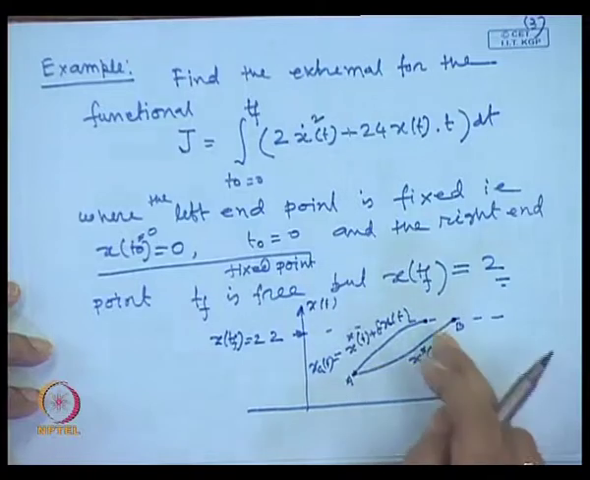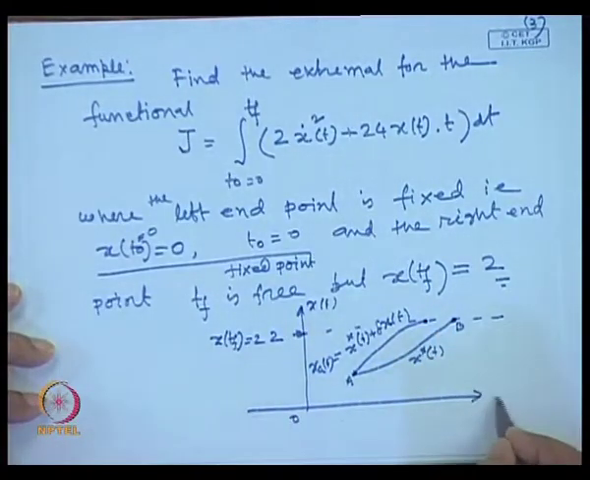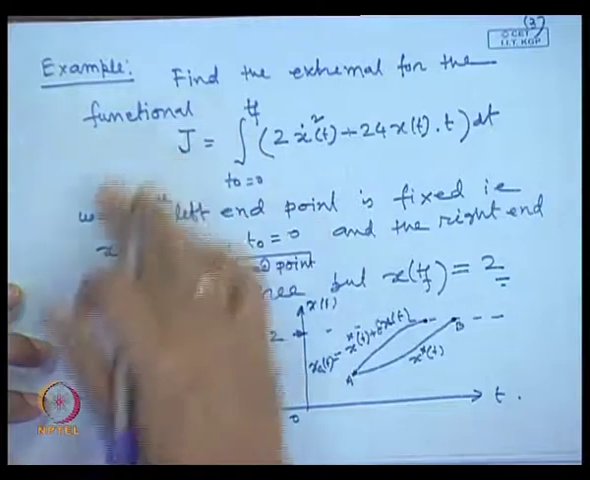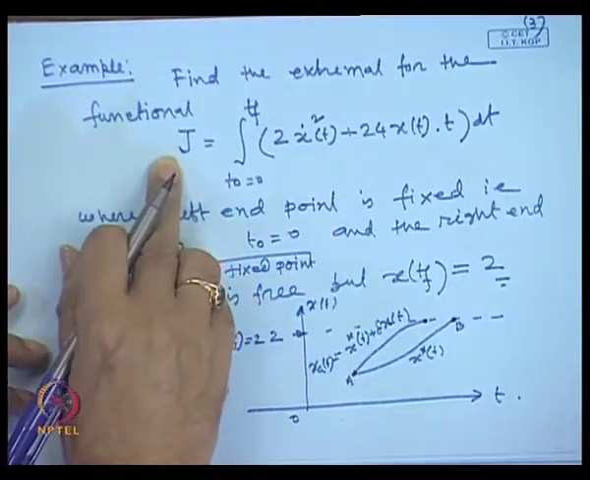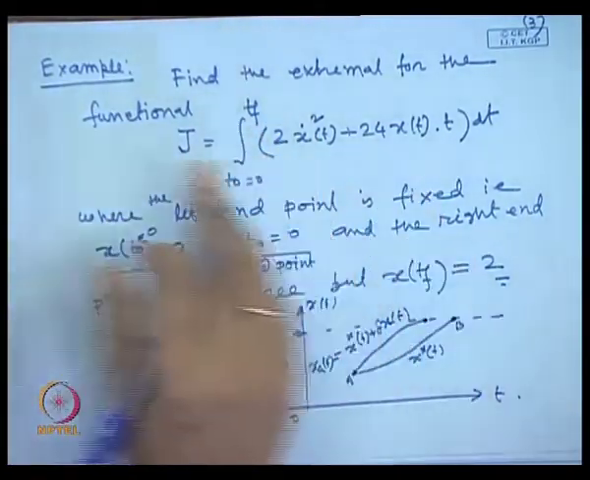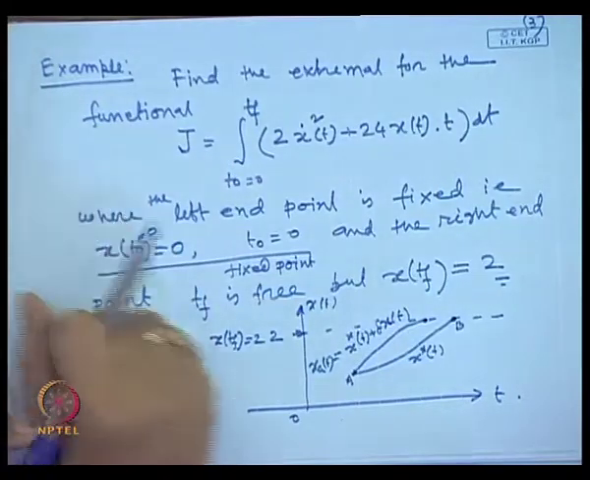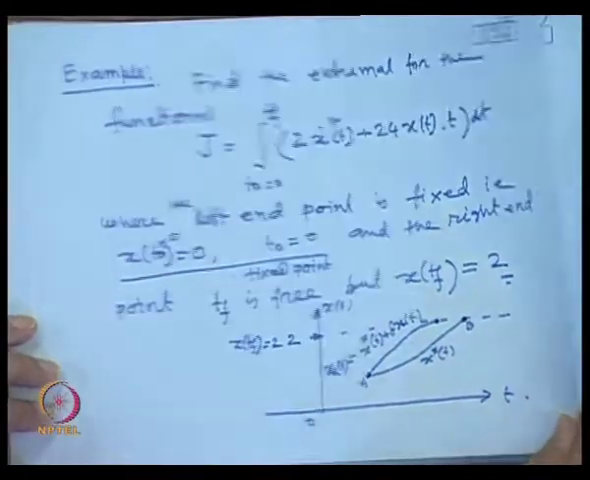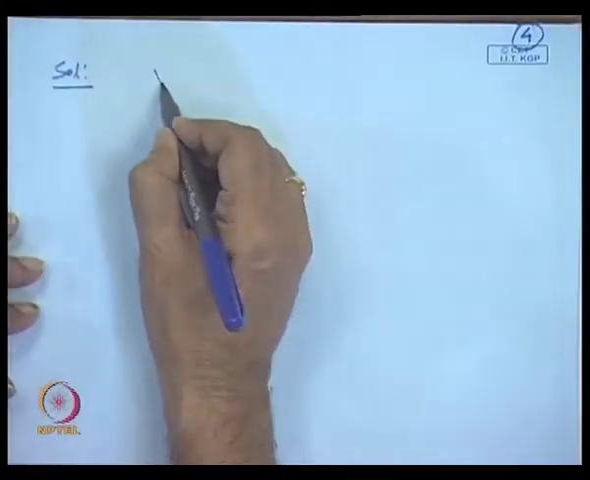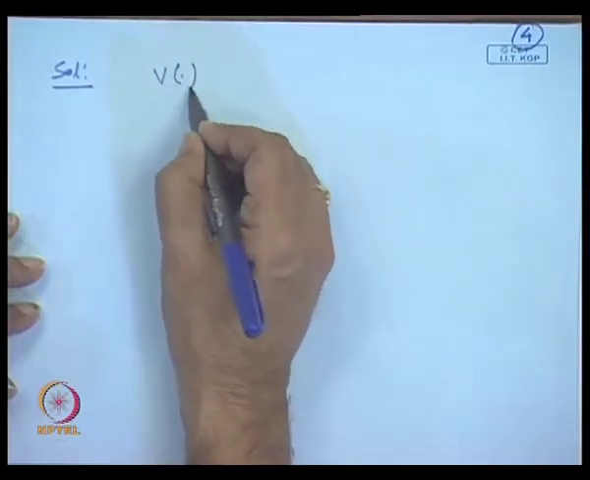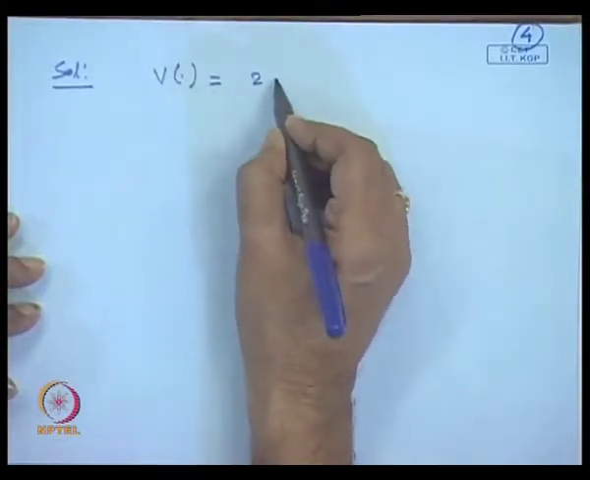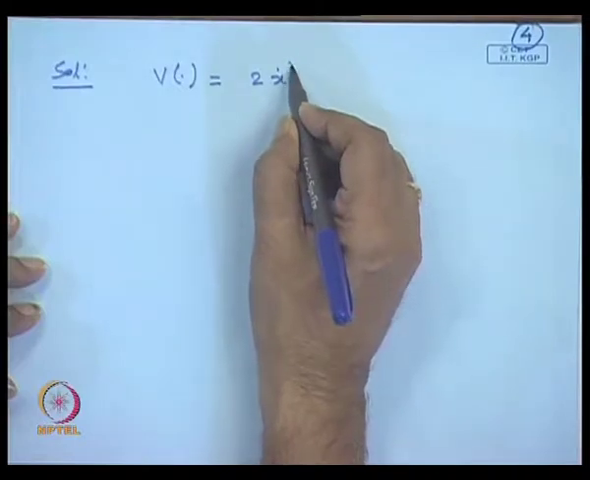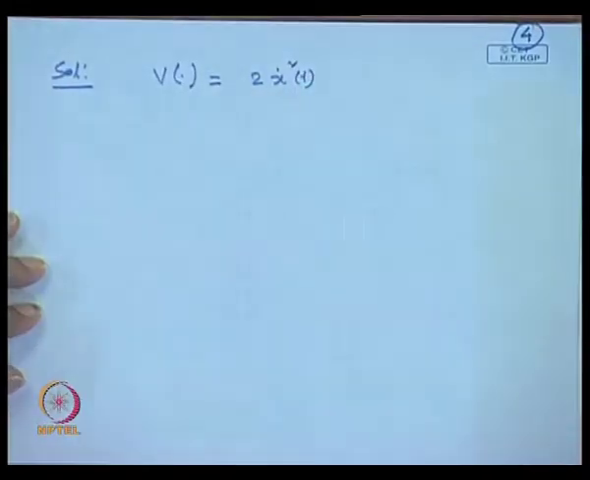We have to find x star of t, the optimal trajectory, for the functional for which J will be extremal, whether minimum or maximum, and for that we have to check the sufficient condition. If you follow the methods we have discussed, first we consider our step solution. First you write the V function. V function in our case is 2 x dot square of t plus 24 x of t into t. See, this is our V.